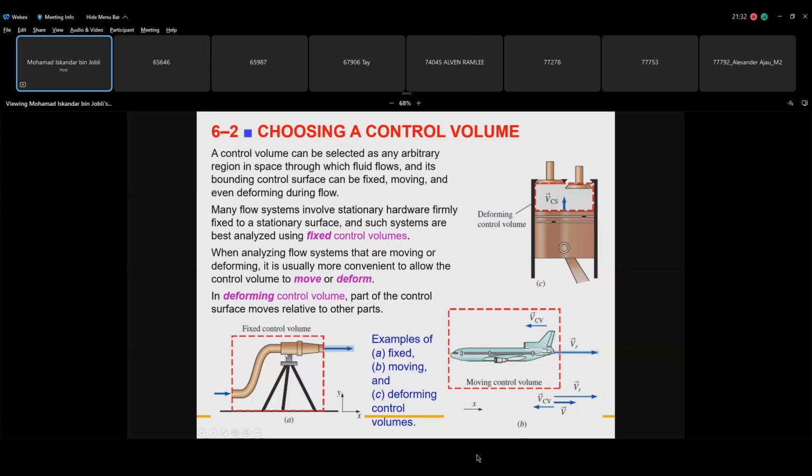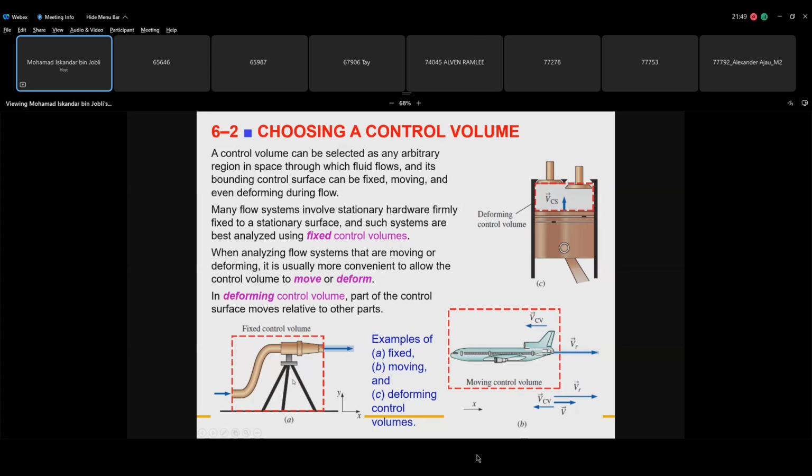We have three types of control volume. We have the fixed control volume, we have the movable control volume, and then we have the deforming control volume. Now, what does it mean by all this? Fixed control volume, we have something fixed, like this one here.